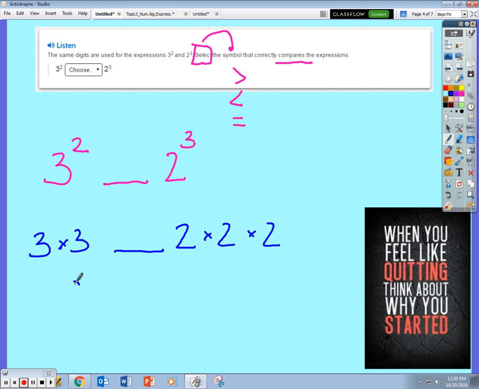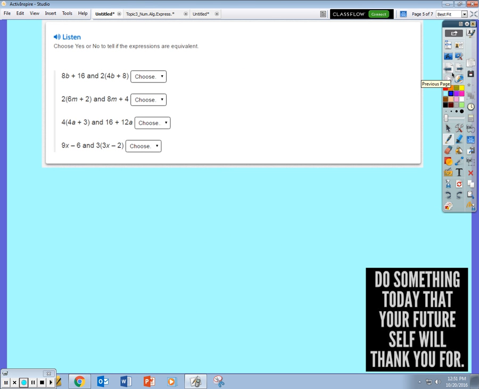I know Jack told me 3 squared is 9. Samantha told me 2 to the third is 8. Oh, wait a minute. 9 is greater than 8. So if I were to hit this, I toggle down. 9 is greater than 8, meaning 3 squared is greater than 2 to the third power. All right? So far, we're moving quickly.